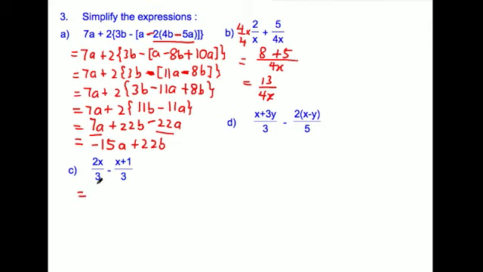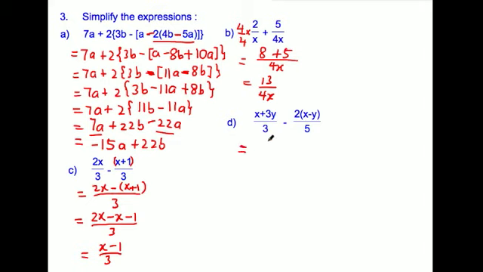In part C, we have a common denominator, thus we need to put it under a single denominator and subtract the numerator. We must take note that we need to subtract the whole numerator x plus 1. To do so, we need to enclose it in brackets, so that when we open up the brackets, we need to change the sign, thus giving us 2x minus x minus 1 equals 3 over 3.